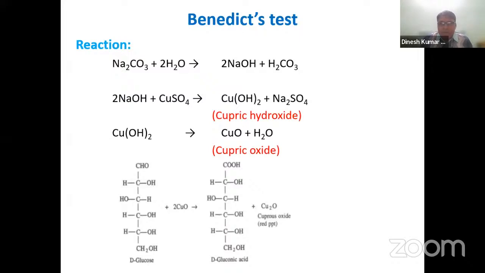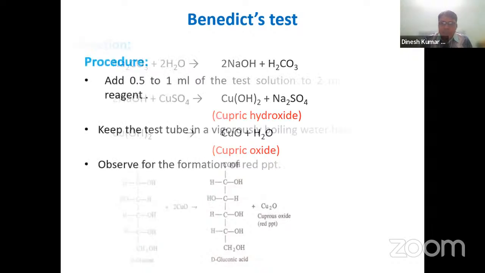The reaction is that Na2CO3 forms NaOH. This NaOH reacts with copper sulfate and forms cupric hydroxide. On heating, this forms cupric oxide. And this cupric oxide reacts with the glucose and forms cuprous oxide. The glucose is taken as an example. The other sugar can also be there, like fructose or any disaccharide. The red color will be there in the end, after 2 minutes.